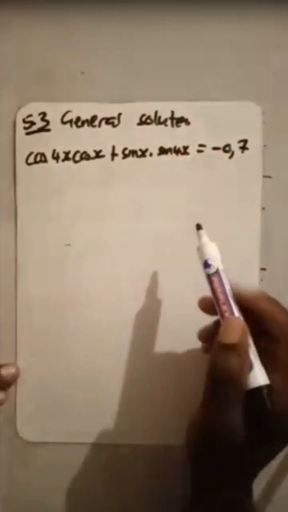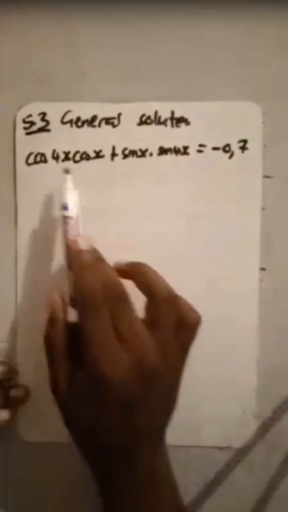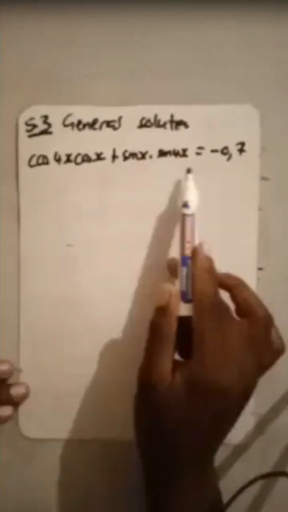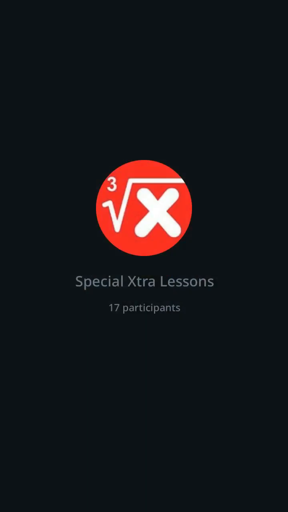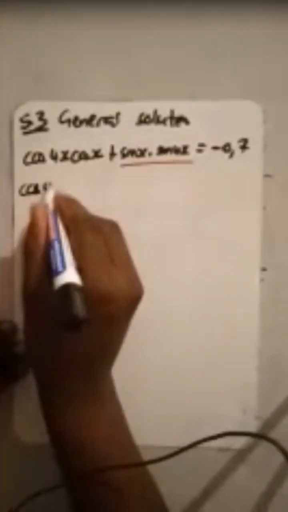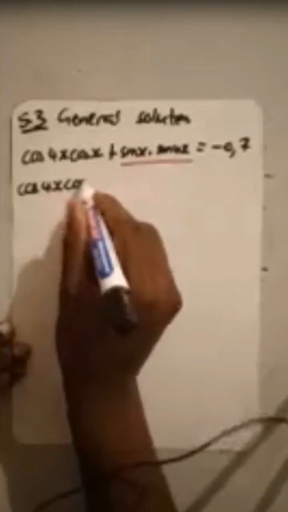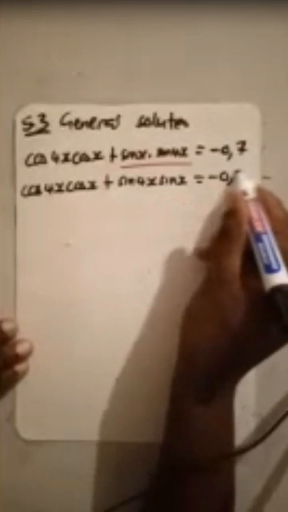That is simple, guys. If you see this expansion, where did it come from? It comes from the compound angle identities. Where they've just tried to vex you is here. But if you know that there's a commutative property of multiplication, order does not matter. You can rewrite it: cos 4x cos x plus, start with sine 4x, sine 4x, then sine x is equals to negative 0.7.